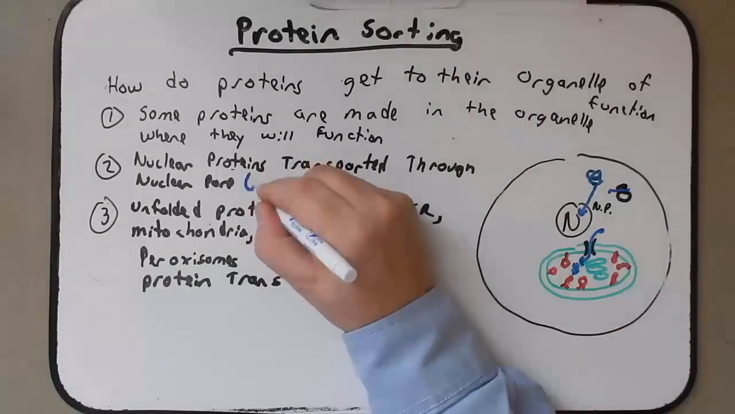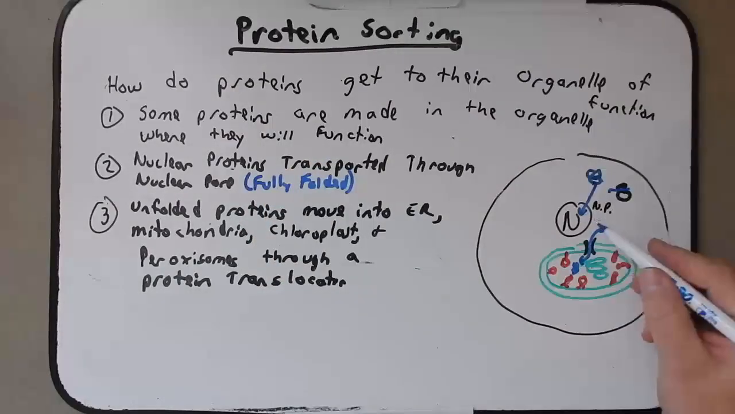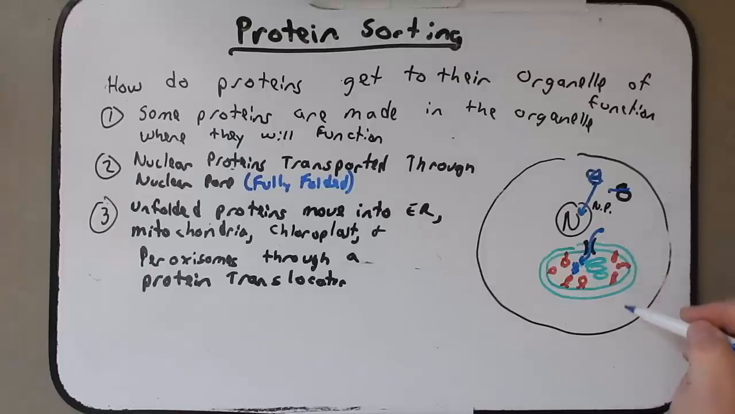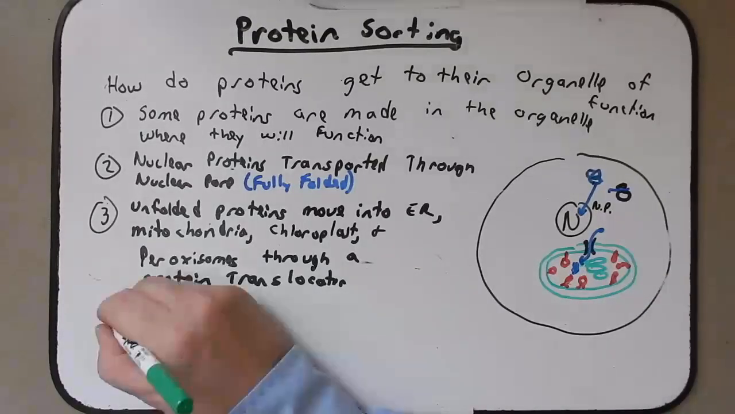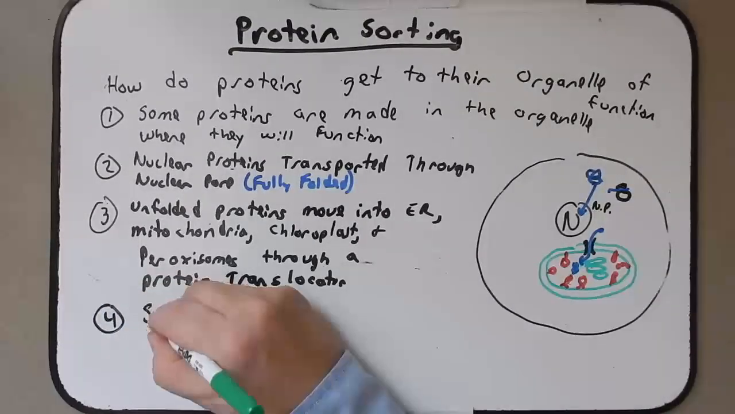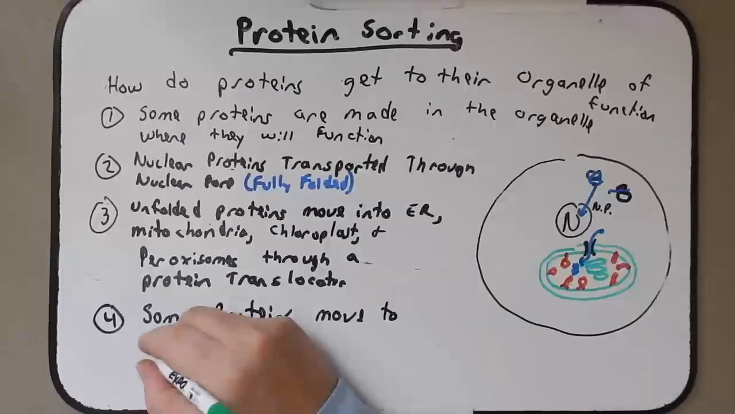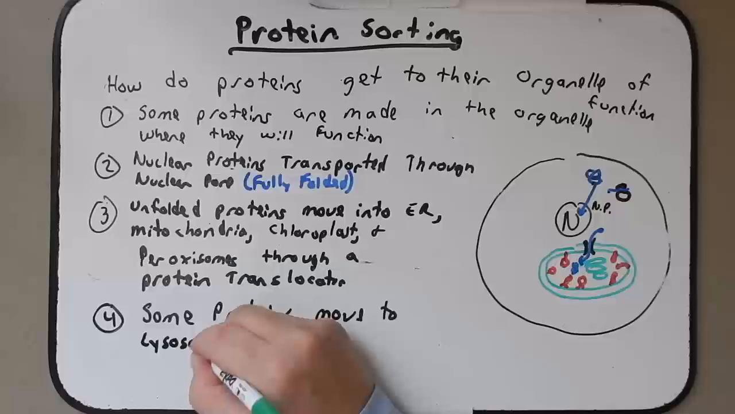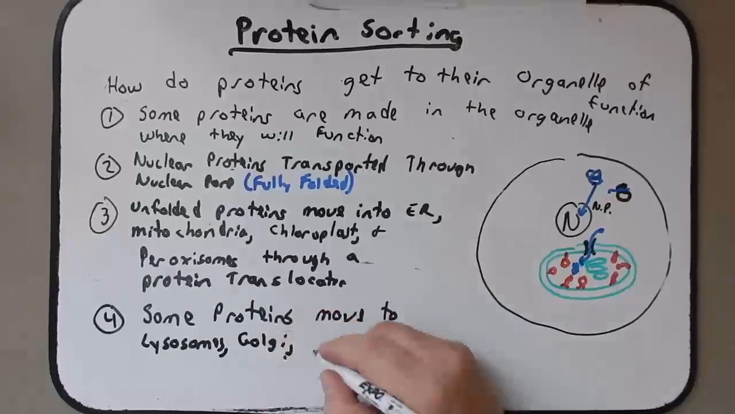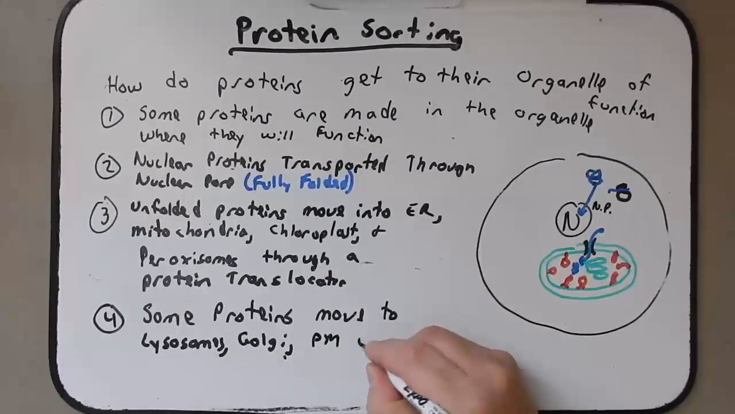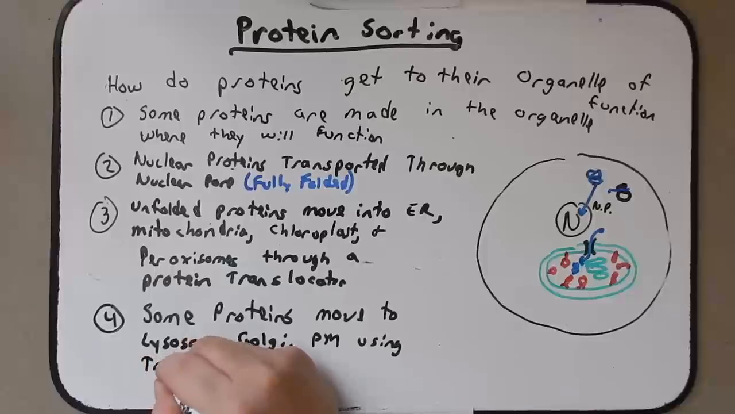So let's go ahead and add that right here. And again, just like with the nucleus, it's very specific as to which proteins are allowed in. This fourth mechanism involves some proteins that move to lysosomes, Golgi, and the plasma membrane using transport vesicles.